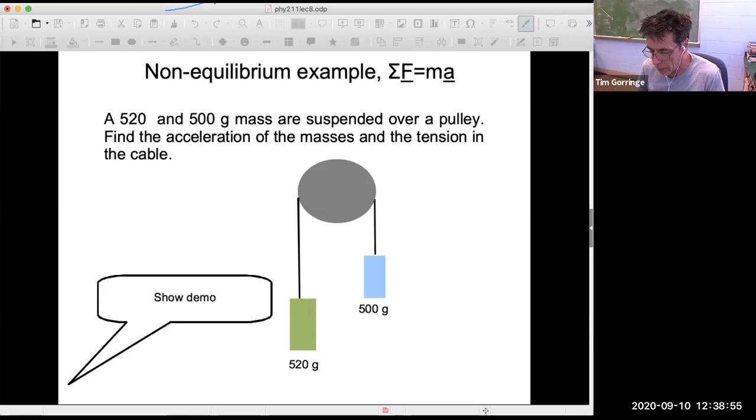So to be a little bit more concrete, I'm going to think of this situation here. We've got the pulley, a mass on the left, a mass on the right. The one on the left is 520 grams. The one on the right is 500 grams. So this one in green is slightly heavier, and this one in blue is slightly lighter. You probably intuitively know that the one on the left will fall because it's heavier, and the one on the right will rise because it's lighter. Let me just show you a demonstration of this, if I can.